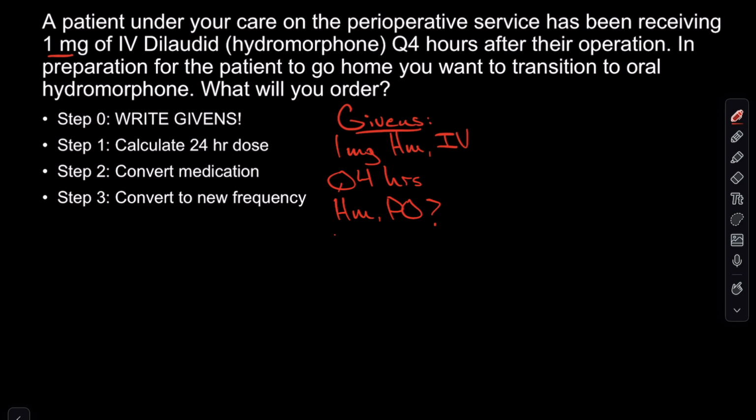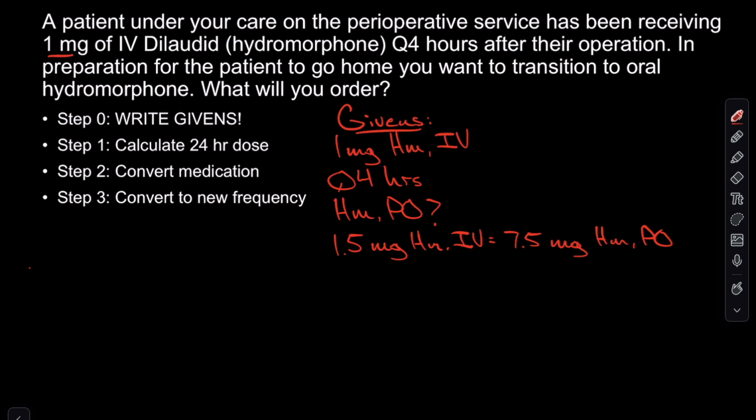To do this, we need to have the conversion between oral hydromorphone and IV hydromorphone. And that's going to be 1.5 milligrams hydromorphone IV equals 7.5 milligrams hydromorphone PO. Okay, so now we should have enough to be able to solve the problem.